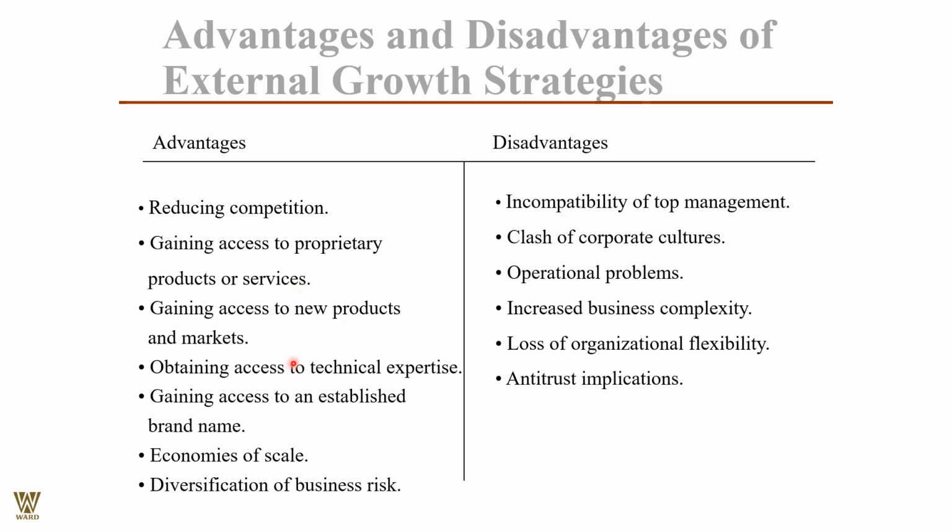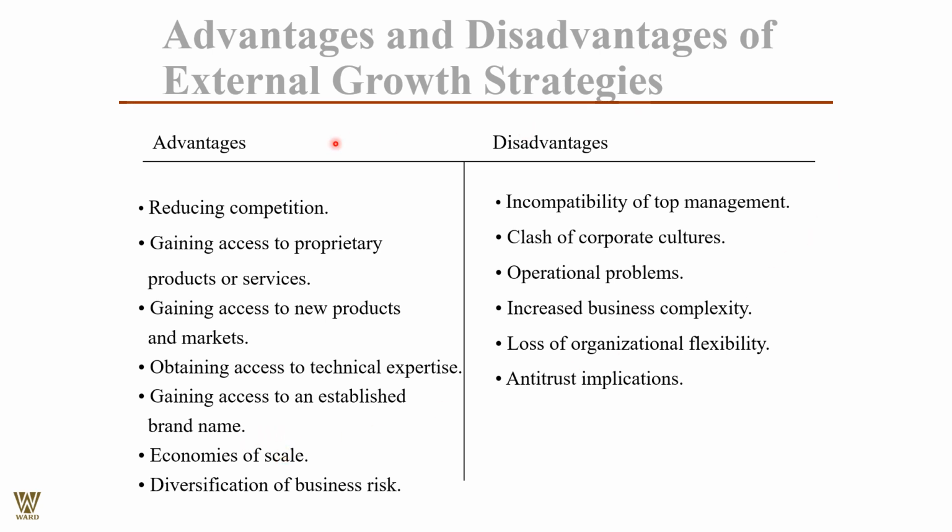Gaining access to proprietary knowledge, proprietary technology, proprietary processes, you name it and you have it. Gaining access to a new product, which somebody else must have developed, probably not you, but your partner is helping out. Obtaining access to technical expertise, gaining access to an established brand name, economies of scale, and diversification of business risk. Obviously, when you join hands, you reduce your risk by the number of parties that you join hands with.